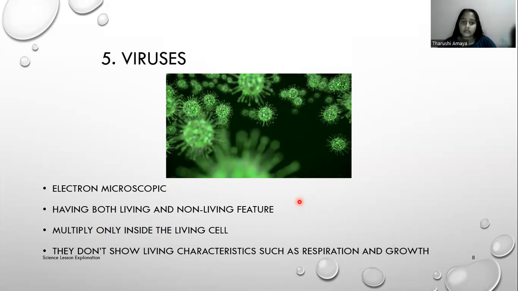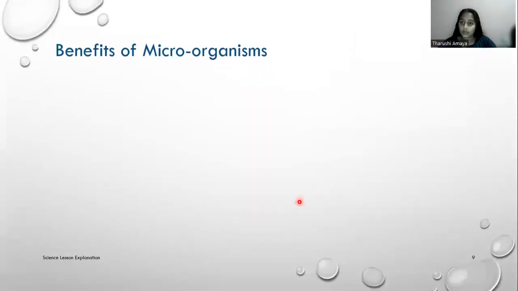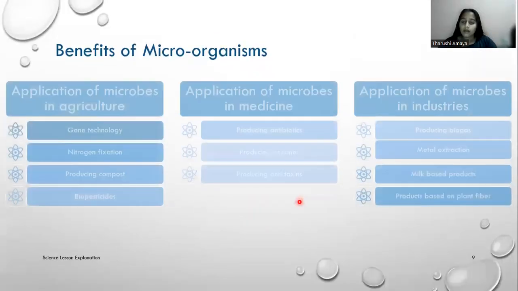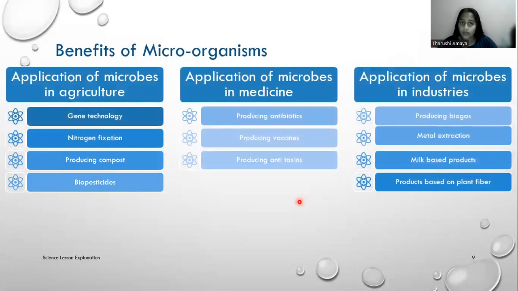And the next topic is benefits of microorganisms. There are so many benefits of microorganisms, and we can categorize them into 3 main parts: applications of microorganisms in agriculture, in medicine, and in industries. When we talk about the application of microorganisms in agriculture, we can see there are so many benefits.